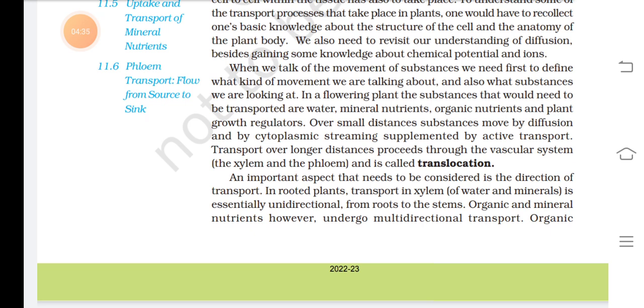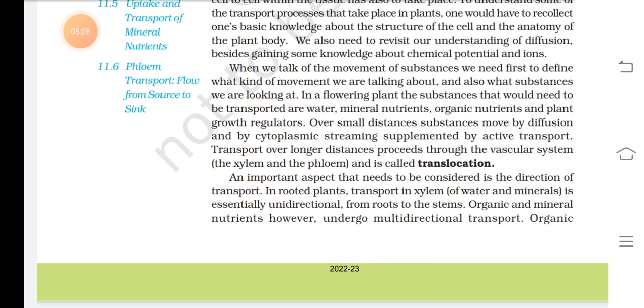In a flowering plant, the substances that would need to be transported are water, mineral nutrients, organic nutrients, and plant growth regulators. Over a small distance, substances move by diffusion and by cytoplasmic streaming, supplemented by active transport. Transport over longer distances proceeds through the vascular system, the xylem and the phloem, and is called translocation. An important aspect that needs to be considered is the direction of transport.